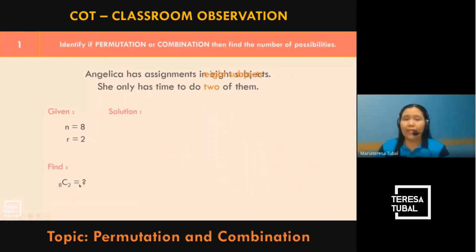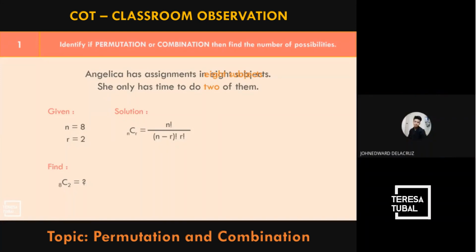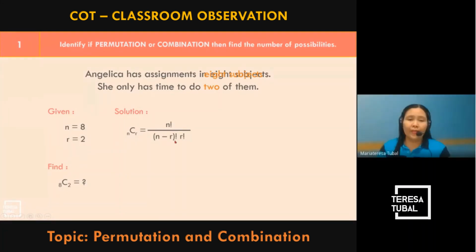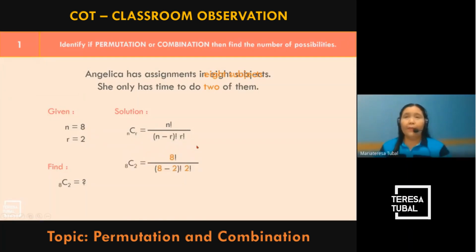So let us proceed to solve. So let us solve this given. So as you can see, we need to replace the value of N by 8 and the value of R by 2. Yes, Edward de la Cruz? 8 factorial, 8 minus 2, 2 factorial po, ma'am. Okay, very good. So ito yung sinabi ni Edward. Sabi niya, 8 factorial all over the quantity 8 minus 2 factorial and then the value of R, that is 2 factorial. So let us solve now.